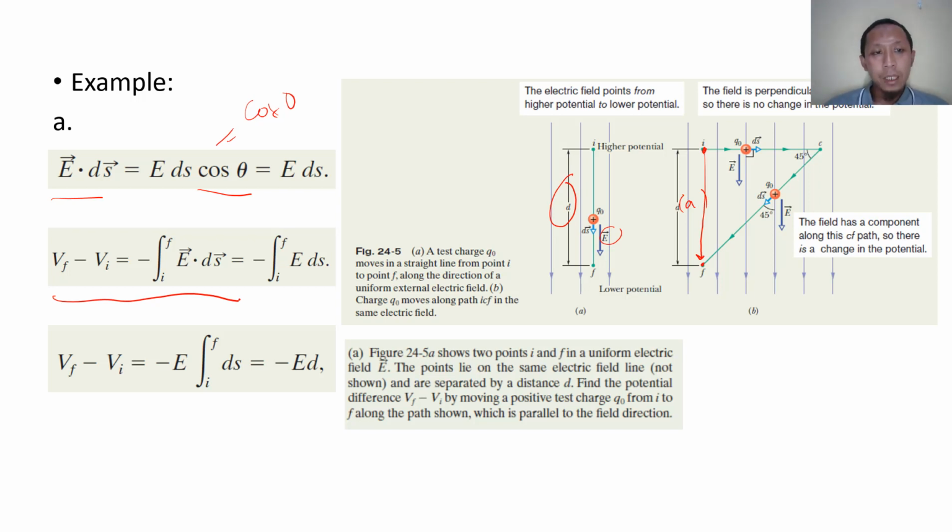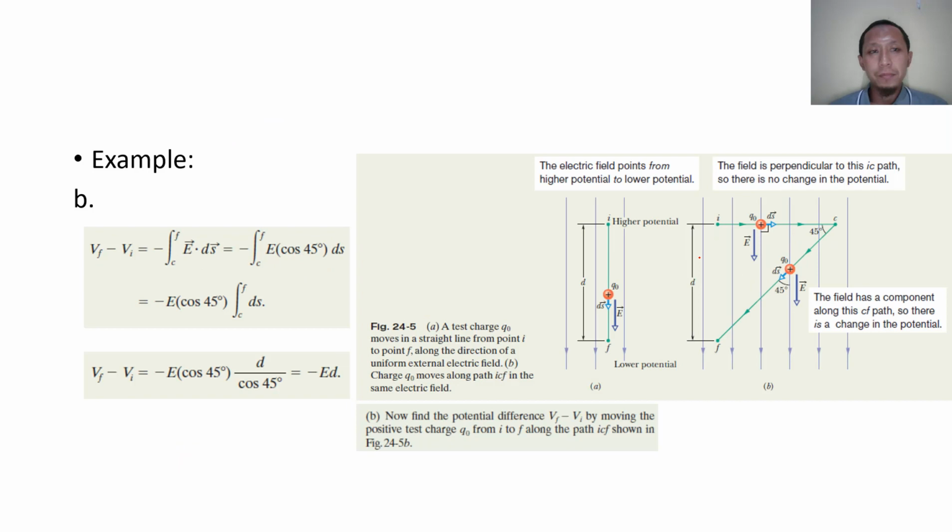And then we can take out the E because it is constant. So we just take the integral from I to F of ds, and the integral from I to F of ds is d. So Vf minus Vi is minus Ed. This is the result if we move from the initial point I to F directly, vertically.